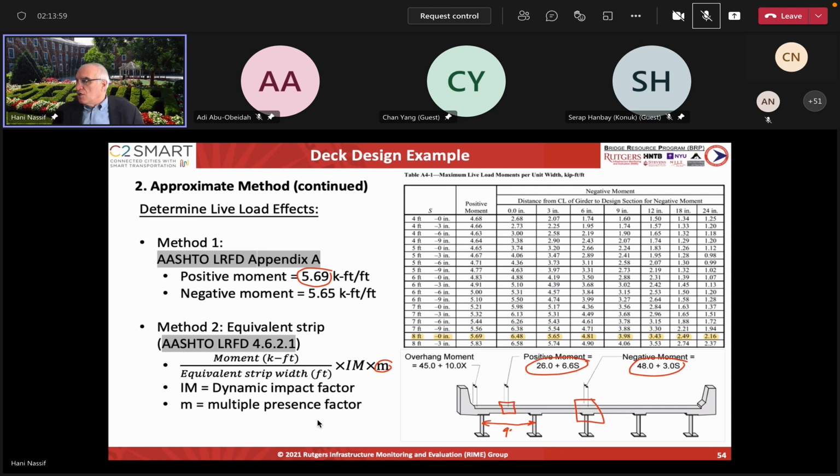So for 8 feet, you would get the positive moment load that you're going to be using to get the moments and the shear. This is mainly for the positive moment, and for the negative moment, it depends on the distance from the centerline of the girder to the line of the section for negative moment. So there are different ways of doing it. So this is method 1.